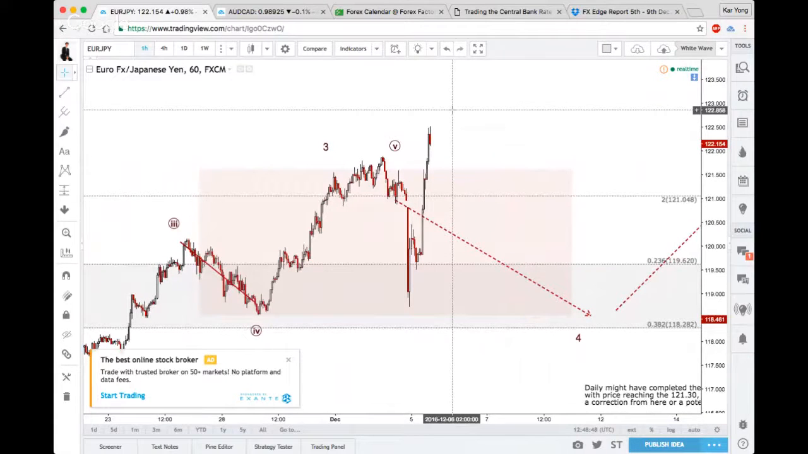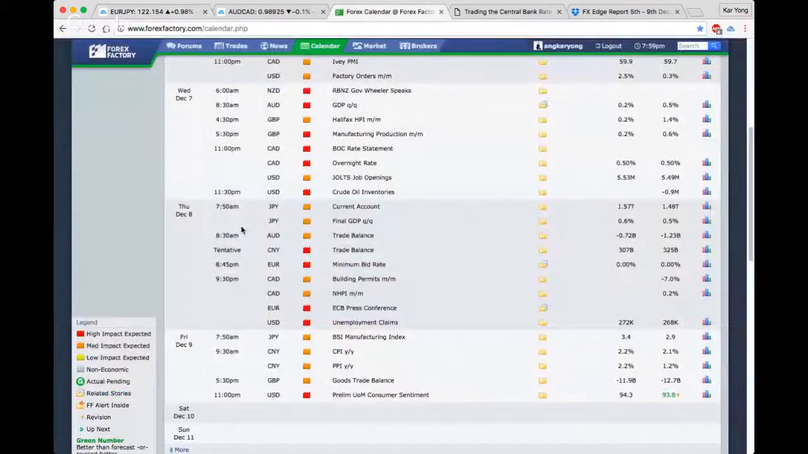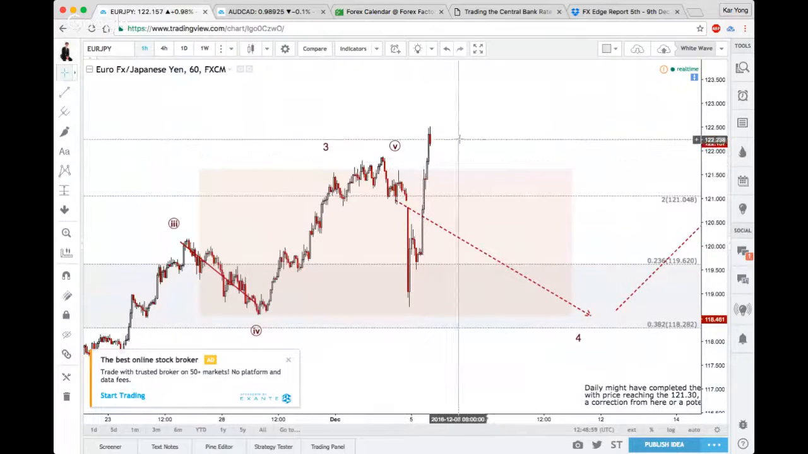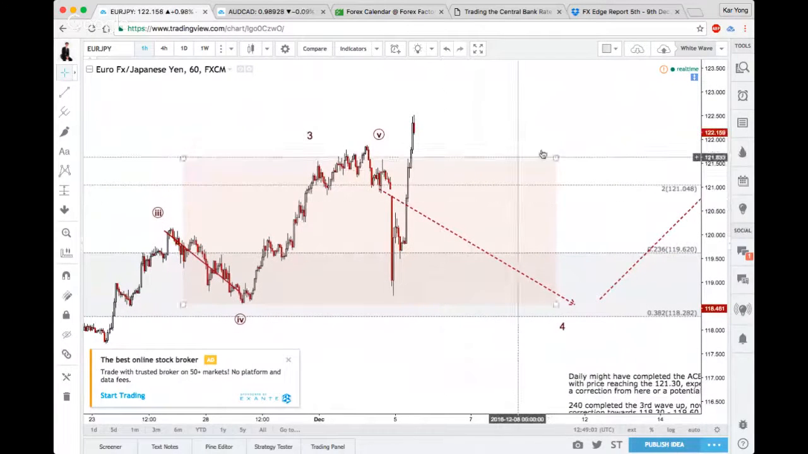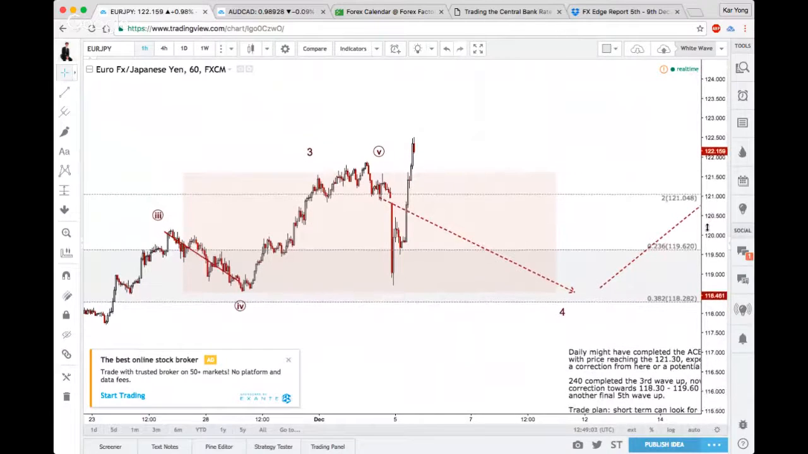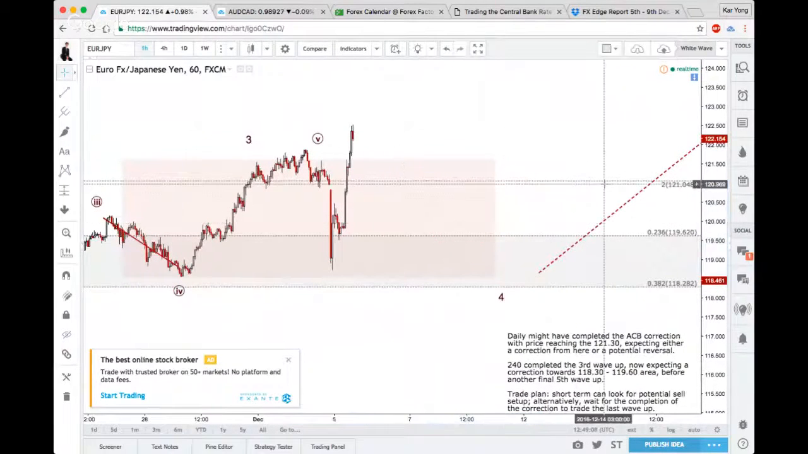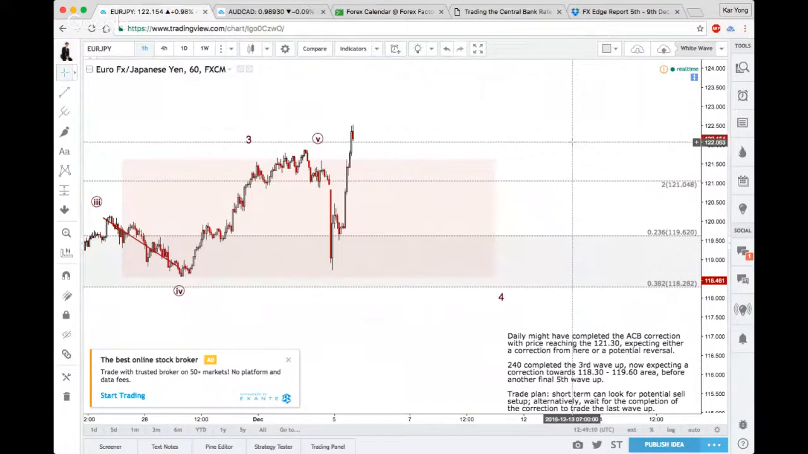So my suggestion to this is, in view that we already have the ECB press conference on Thursday, for Euro trade, especially the Euro Yen, the best is not to take a trade before Thursday. So for Euro Yen, wait for Thursday before you decide to enter any long position.